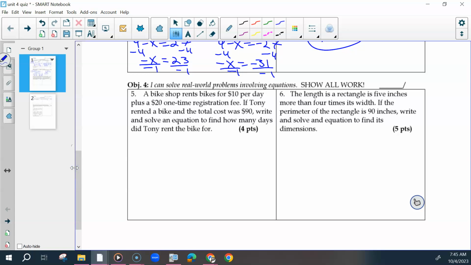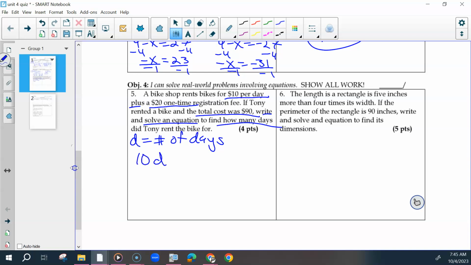Alright, the word problems. Most of us got number 5. Some of us struggled with number 6. So important things in this: $10 per day plus $20 one-time registration fee. The total cost was $90. We have to write and solve the equation to find out how many days. So the very first thing you should have done was define your variable. Some of you got knocked off at that point because you didn't define your variable. Remember that we have to be specific. We can't just say days. I need to know what you don't know about the days: the number of.